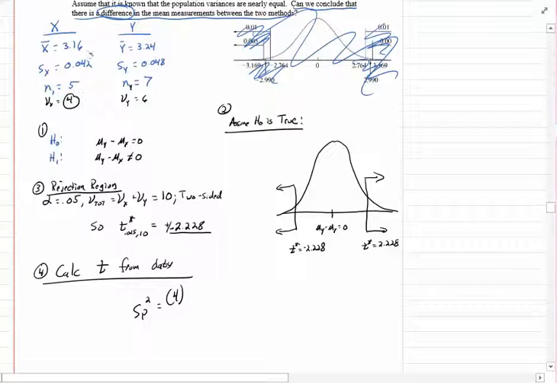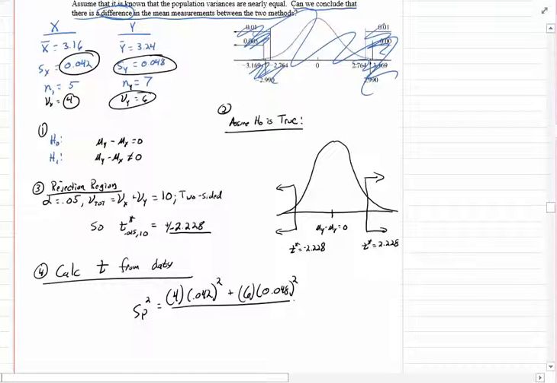So we have 4 degrees of freedom in that variance, and we have 6 degrees of freedom in that one right there. And I'm squaring those standard deviations to make them variances, 4.6. So I've got 0.2088. Did you get that for SP? 0.0457?